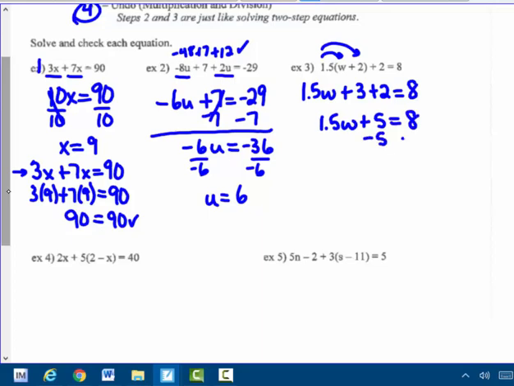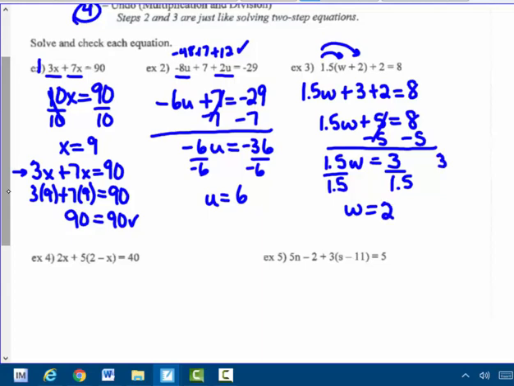I'm going to subtract 5 on both sides, showing my subtraction symbols, big long line. 1.5w equals 3. Dividing by 1.5, I get that w equals 2. 3 divided by 1.5, right? 1.5 is 3 halves, which is the same thing as multiplying by the multiplicative inverse 2/3, and yes, you can see that's how I got the 2.